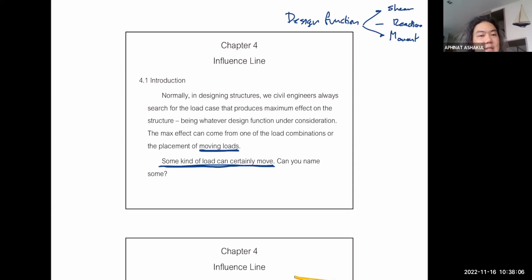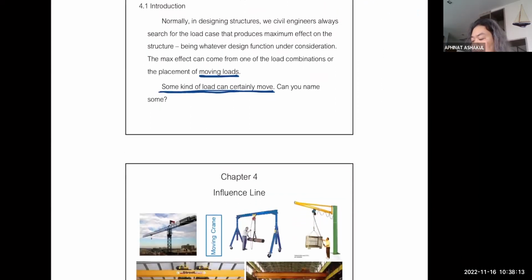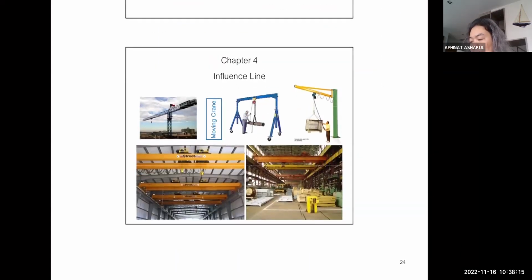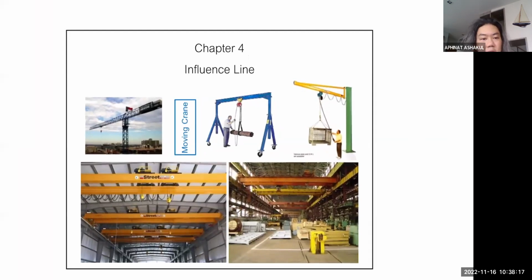For those who design something that contains such load, we can see a lot of moving loads in everyday life. For example, this is a crane, right? And you see that part will move up and down the boom. This is also part of the crane, but if it has two legs like this, and it's big, they will call that a gantry.